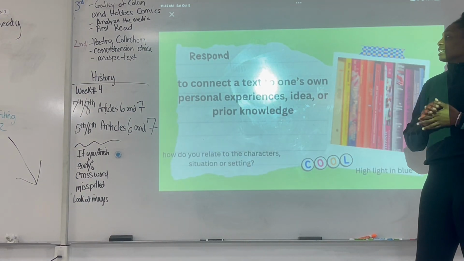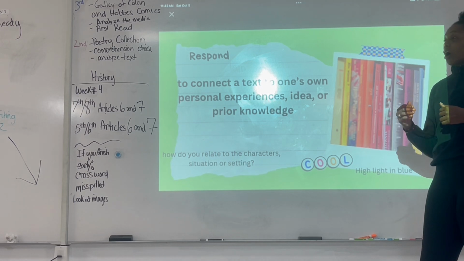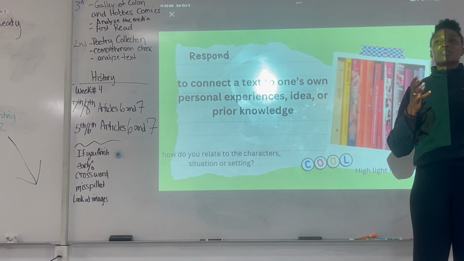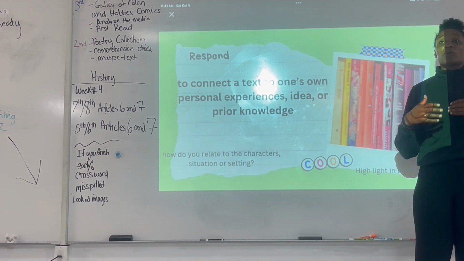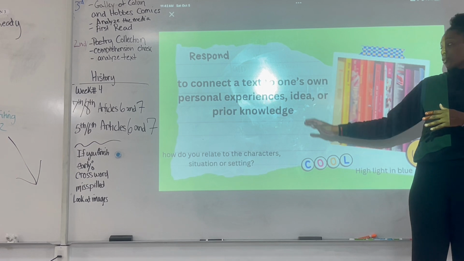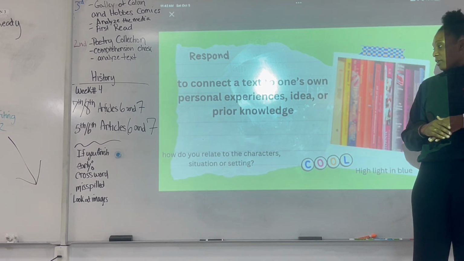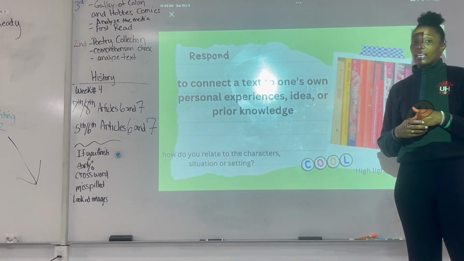Respond. To connect a text to one's own personal experience, idea, or prior knowledge. When we respond, the idea is to think about what you're reading and try to connect it to yourself to help you memorize and maybe understand what the author is saying or what the characters are going through, okay? Understand the settings, understand what the conflict is, okay? How do you relate to the character's situation or their setting, okay?